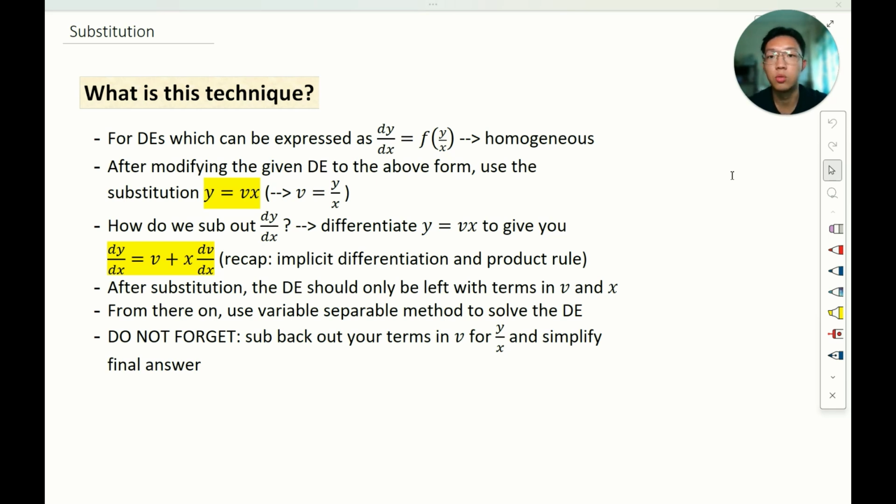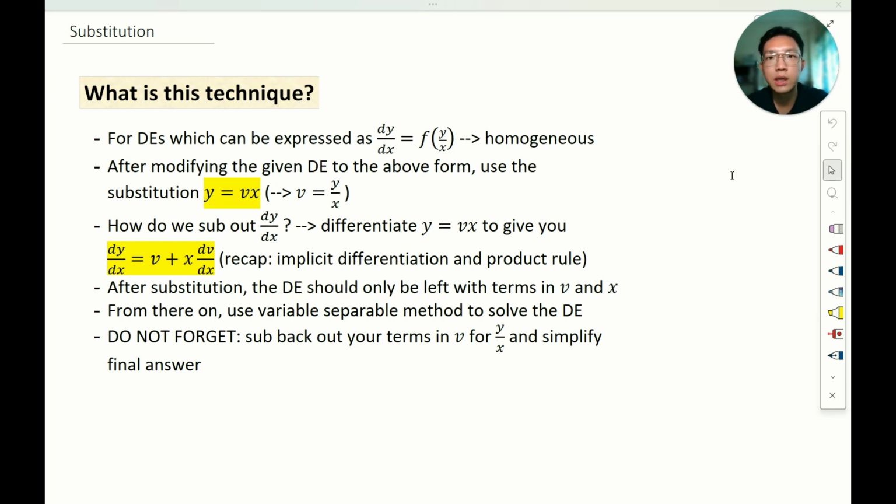What substitutions do we use, since the name of this technique is substitution, right? We will use the substitution y equals vx. And since the homogeneous equation can be expressed in the form of y over x, like all the terms in maybe descending powers of y over x, we can substitute out our y over x equals v, which is quite much derived from the y equals vx substitution.